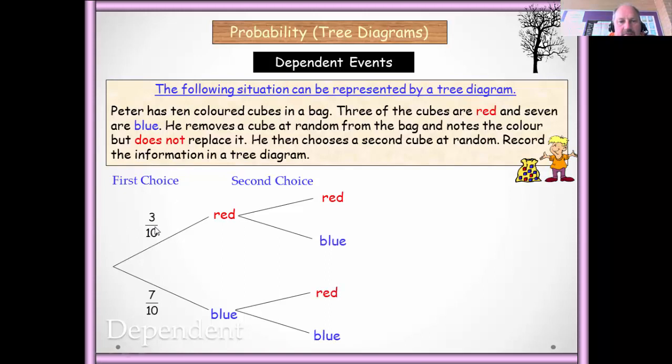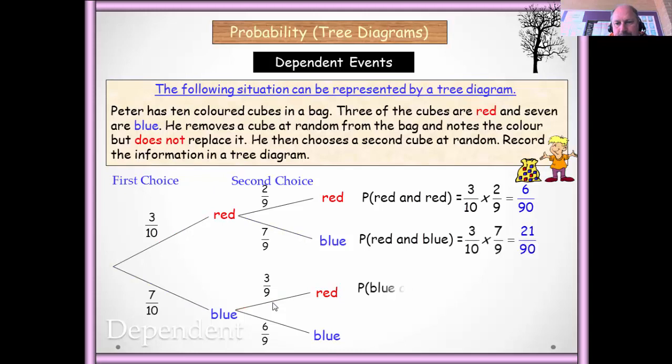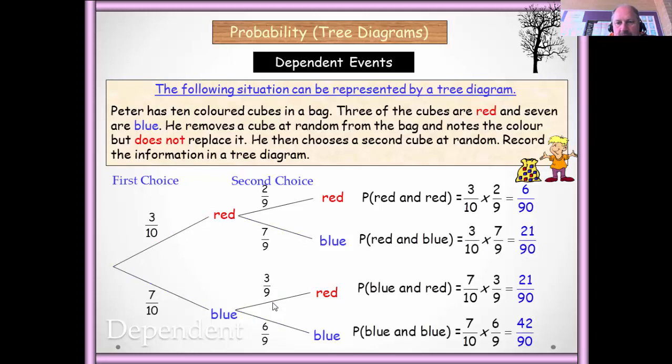But if I get a red the first time and don't replace it, then there's only 2 reds left out of 9. There'll still be 7 blues out of the remaining 9. If I take a blue out first, there's still 3 reds out of the 9, but now only 6 blues out of the remaining 9. Multiply along the branches. And if we added up these probabilities here, they'd add up to 90 out of 90.